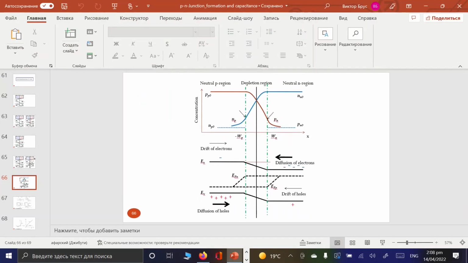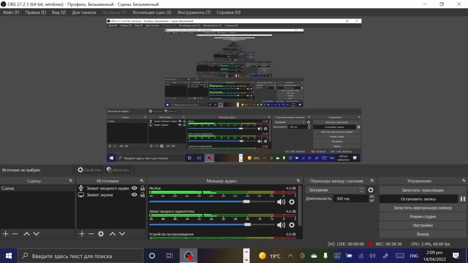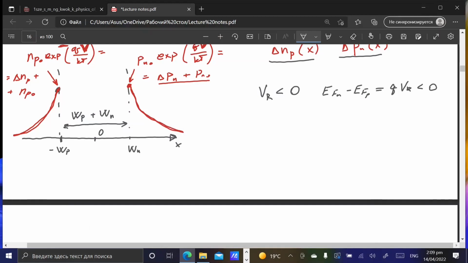Excuse me, can you... Yes, sure. Oh, no. That's not where we want to go. And this. Okay. According to this graph, the concentration of minority holes on the p side is equal to the concentration on the n side, yes? According to this level, they're equal, yes? Or is it different?